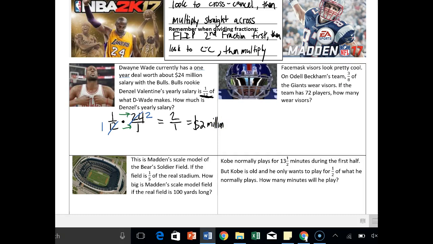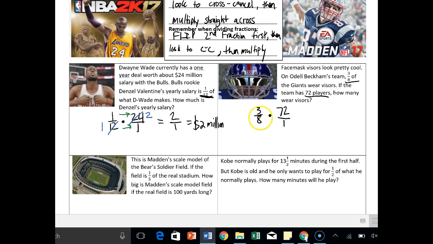All right. So face mask visors look pretty cool. That's these little tinted things right here. And Odell Beckham's team, 3/8 of the Giants wear visors. If the team has 72 players, how many wear visors? So 3/8 of 72. It's very similar to this problem, right? 3/8 times 72. Make this into a fraction, put it over 1, right?